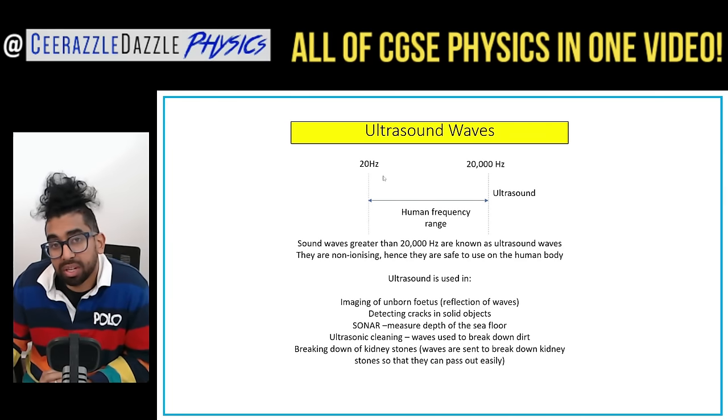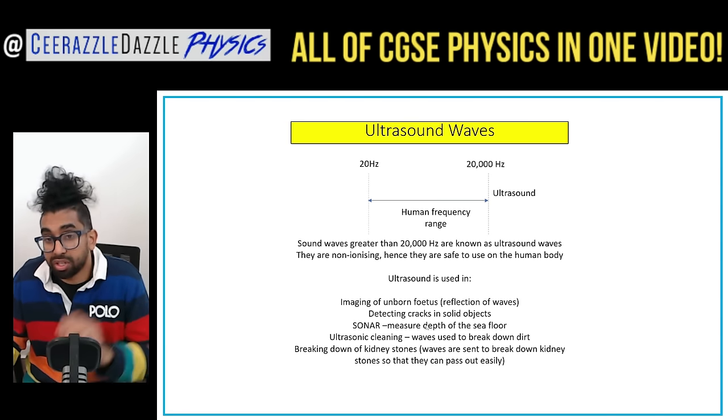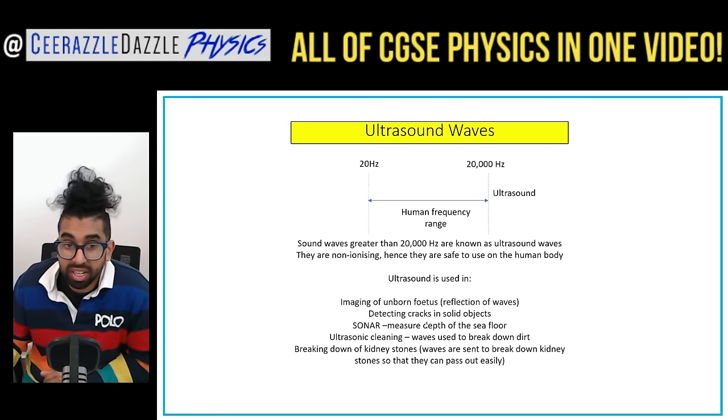Ultrasound waves. Ultrasound waves are, first of all, any sound wave which is greater than 20,000 hertz. So this is our human frequency range, 20 hertz to 20,000 hertz. Ultrasound will be greater than that amount. Ultrasound is used in the imaging of unborn fetuses, detecting cracks in solid objects, sonar when they measure the depth of the seafloor, ultrasonic cleaning, and the breakdown of kidney stones. They are also non-ionizing, therefore they are safe to use on the human body.